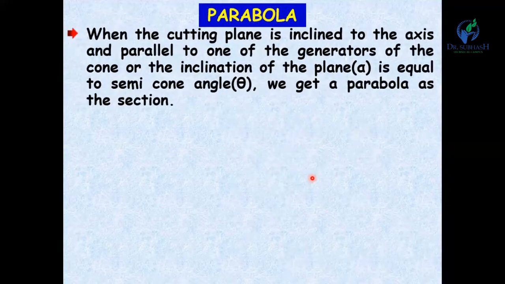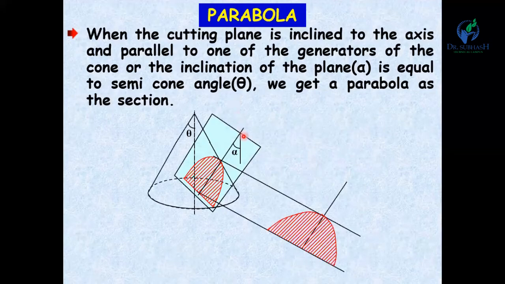Parabola. When the cutting plane is inclined to the axis and parallel to one of the generators of the cone, or the inclination of the plane is equal to the semicone angle, we get a parabola as the section. Now here you can see the cutting plane is inclined with the axis, but it is parallel to one of its generators. You can see this cutting plane is parallel to this generator, and this angle alpha is equal to theta. So you will get a parabola as a curve.